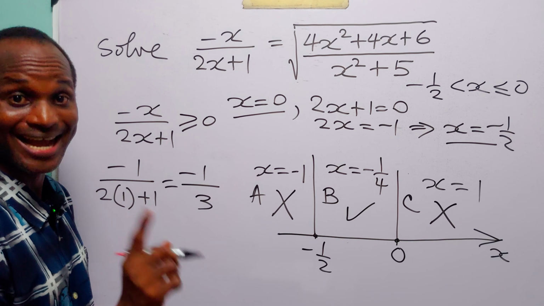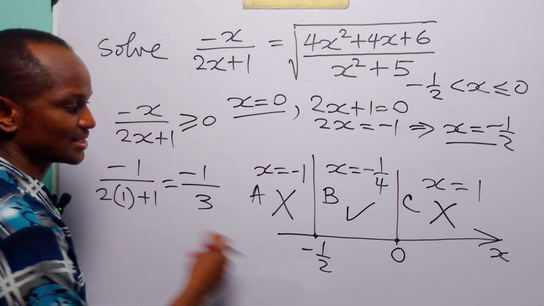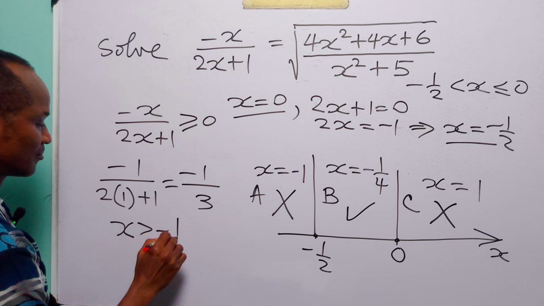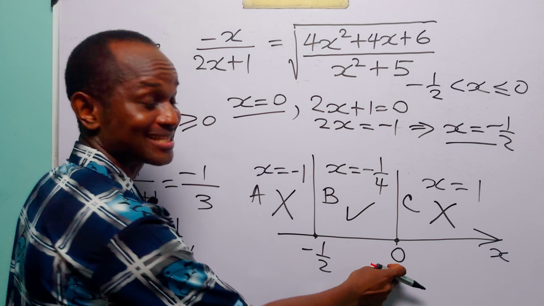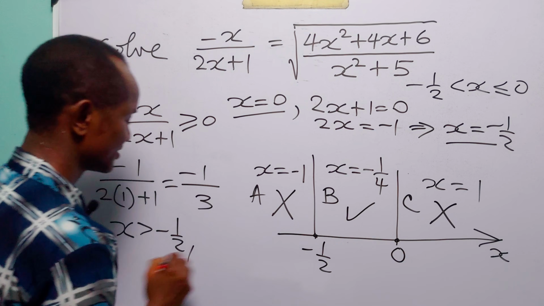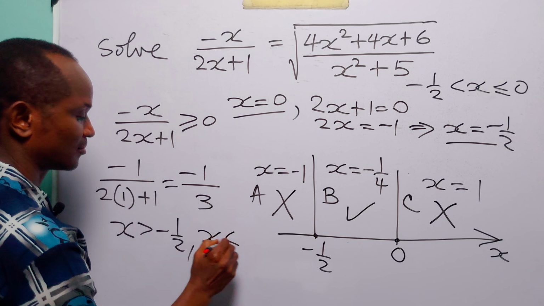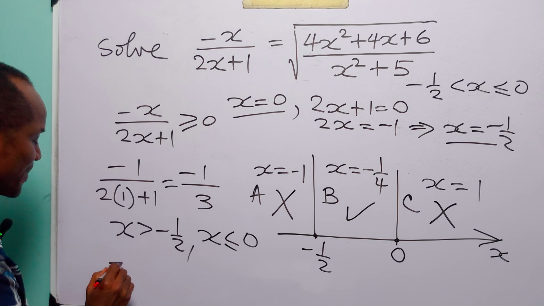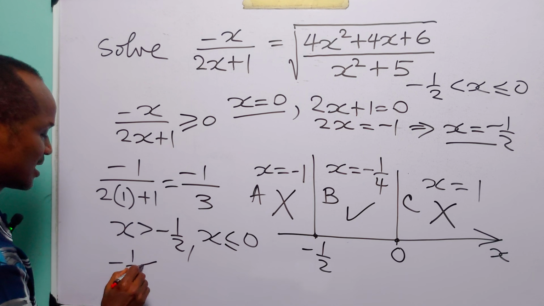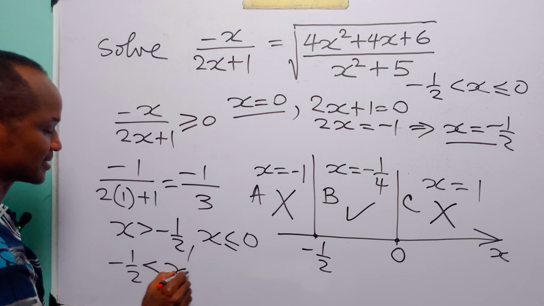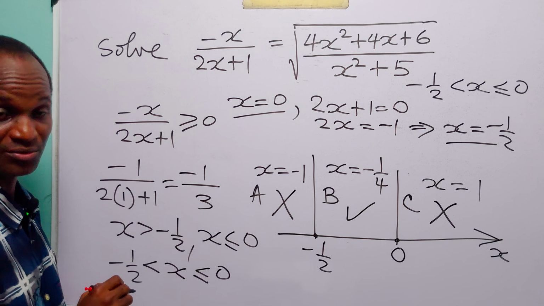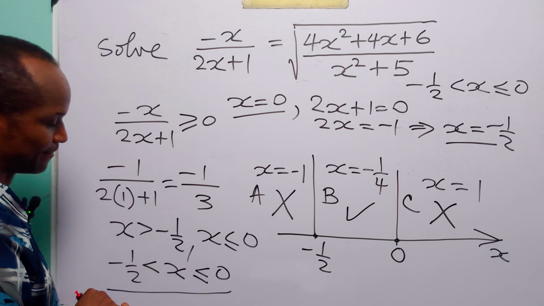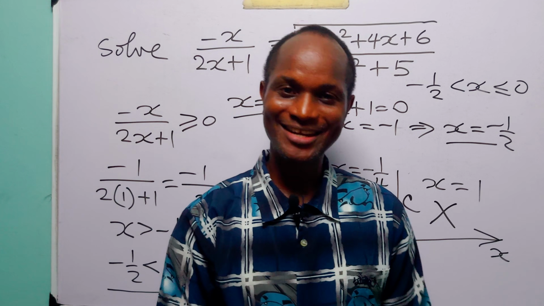And finally, for any x to satisfy this inequality, it must be greater than minus half and less than or equal to 0. Combining these two inequalities, we have minus half less than x, less than or equal to 0, which is exactly what we have here. And with that, we come to the end of this tutorial.